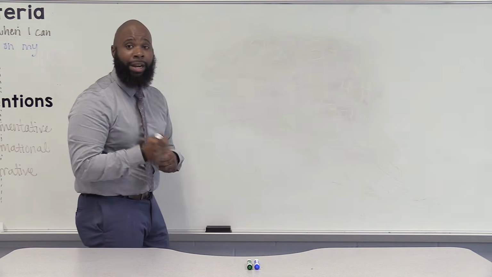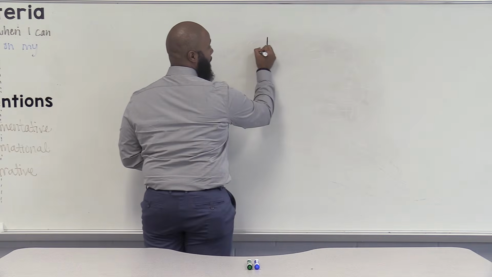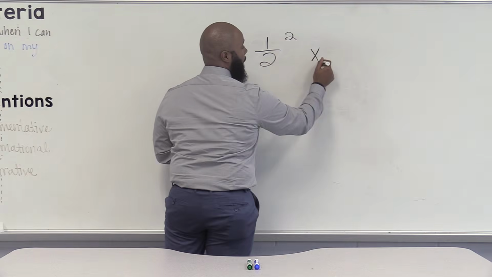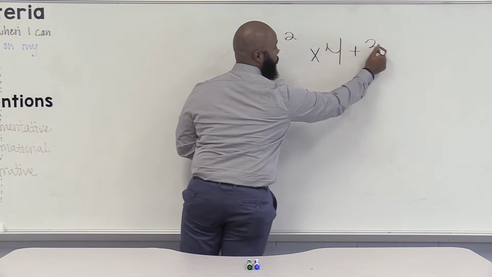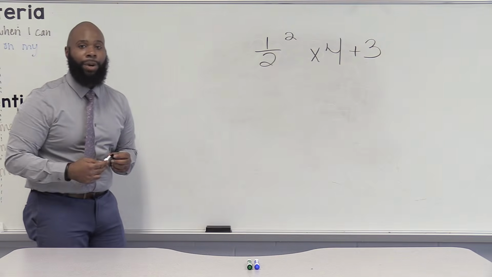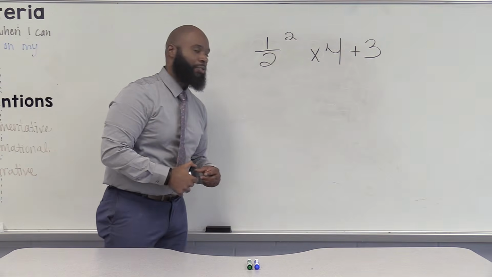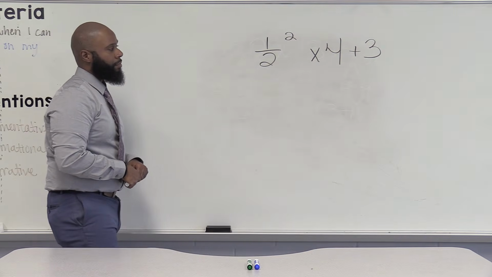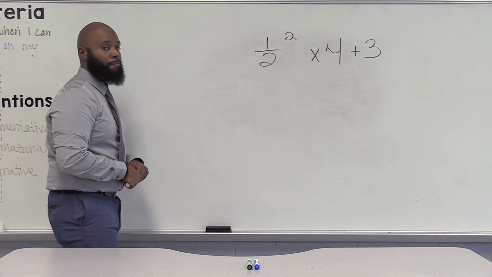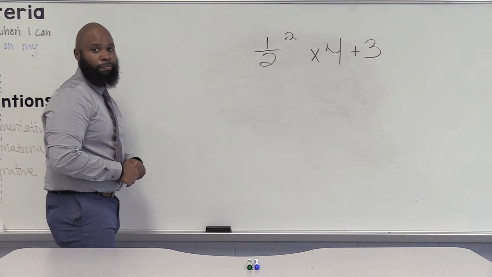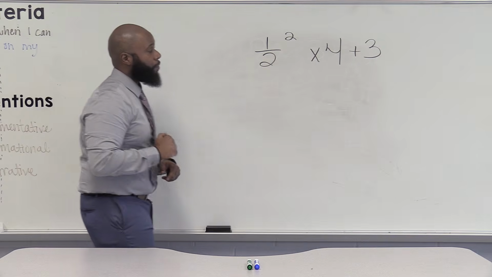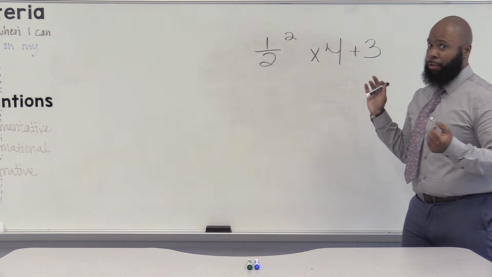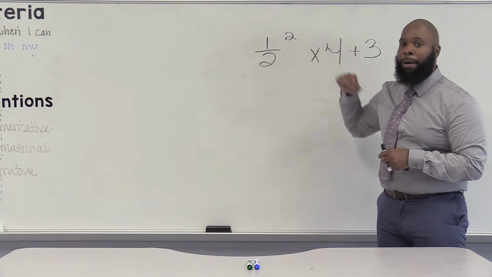On your paper, I want you to write down the following problem. I have 1/2 squared times 4 plus 3. So, the first thing we need to think about is what we'll do first in this problem. I don't have parentheses, but I do have my exponent. So I'm going to solve that first.